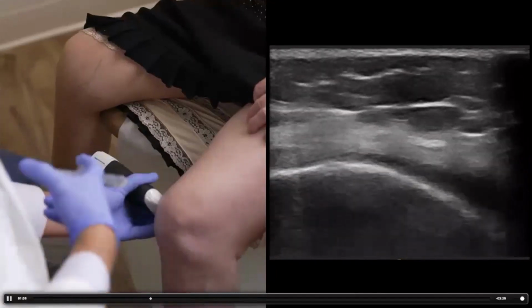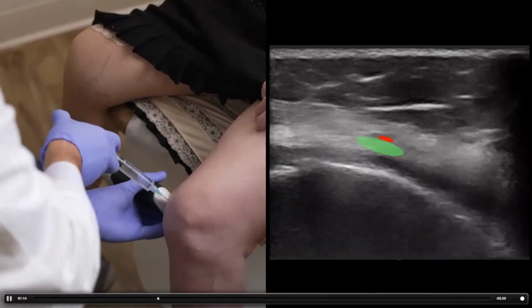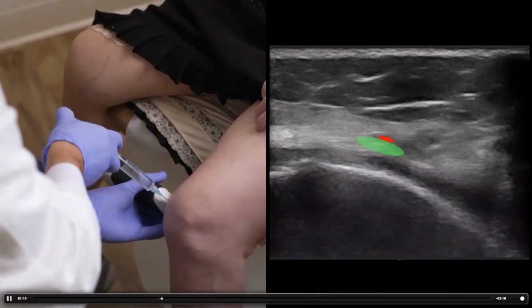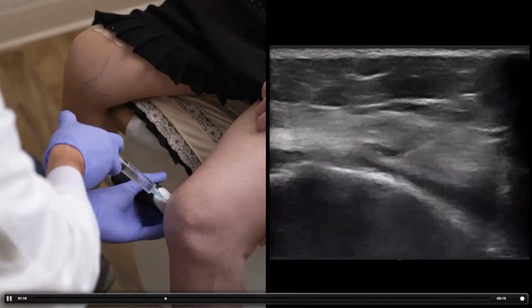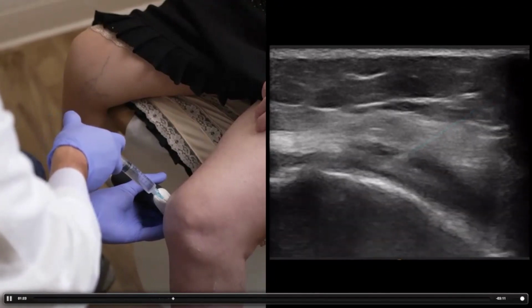No pinch, okay. Injecting 1 to 2 mLs around the genicular nerve. Bupivacaine 0.25%.